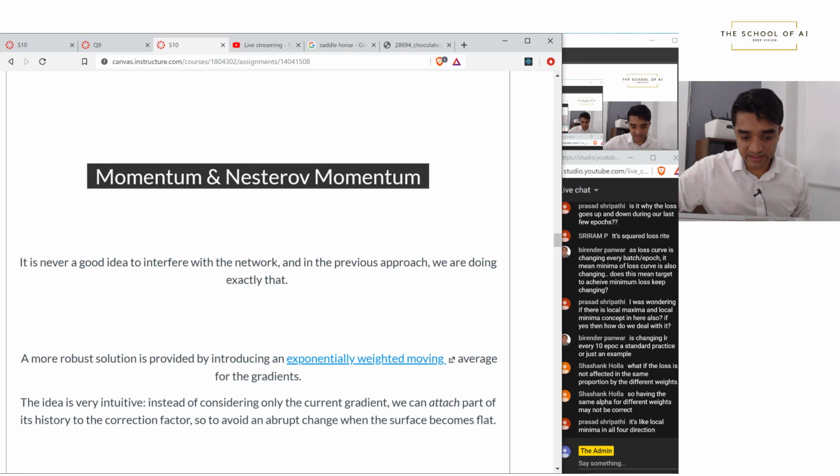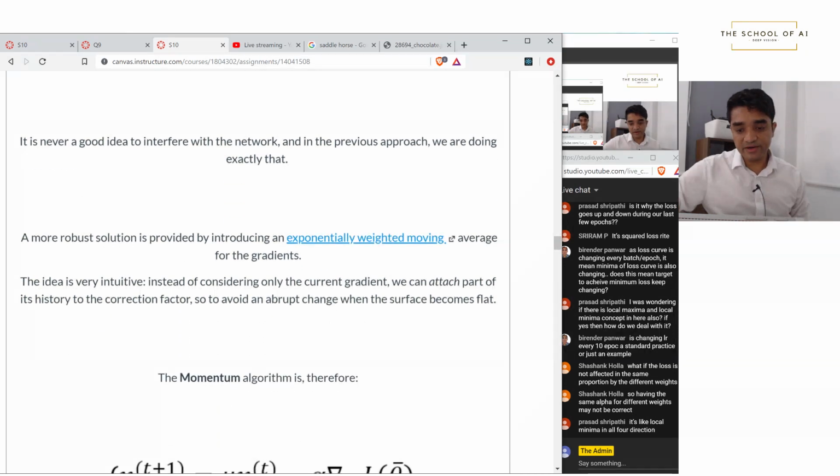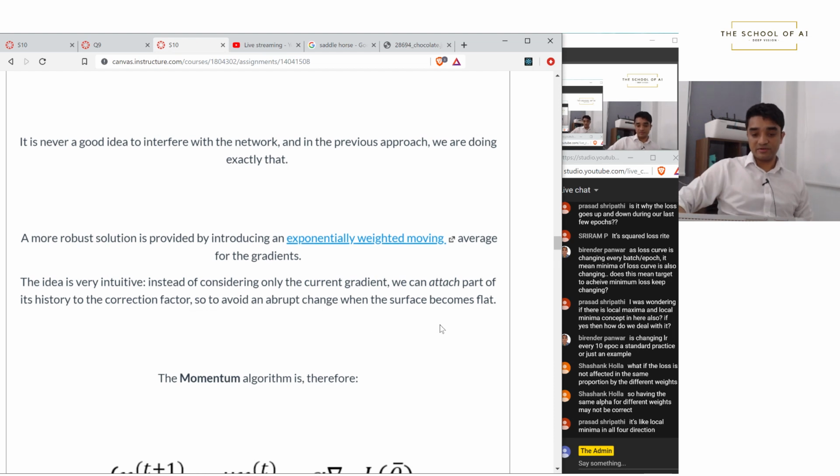So we want to do something like that. A more robust solution is provided by introducing exponentially moving averages, right? The idea is very intuitive. Instead of considering only the current gradient, we can attach part of the history to the correction factor, so as to avoid abrupt changes when the surfaces become flat. Okay, so right now we're talking about momentum.